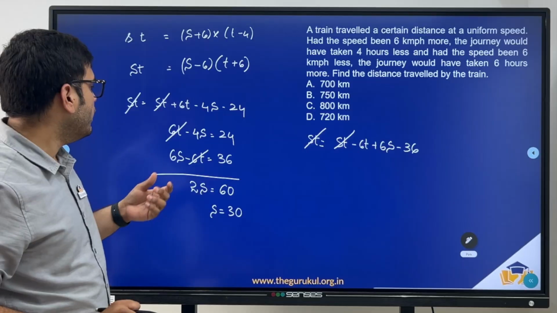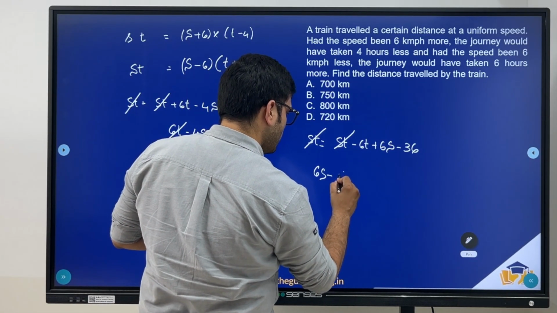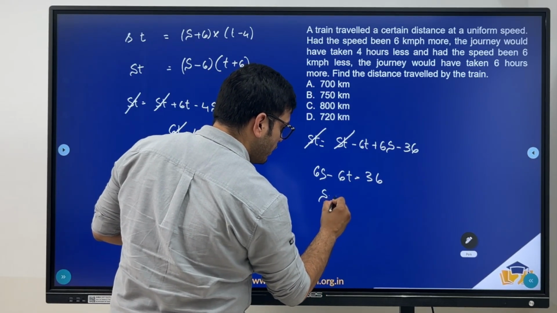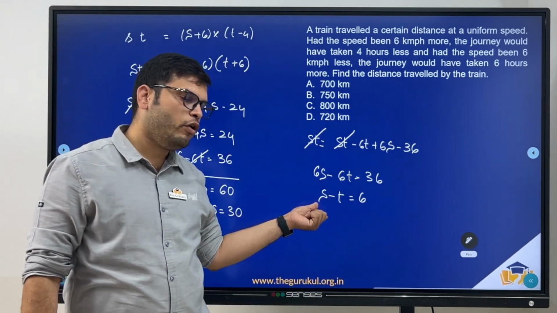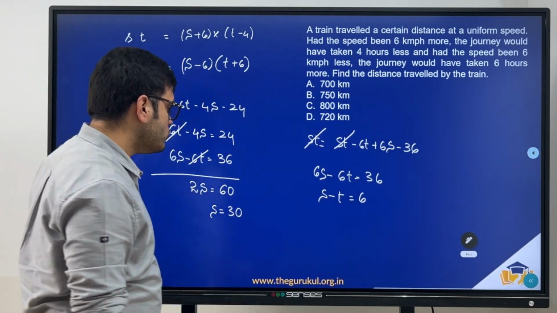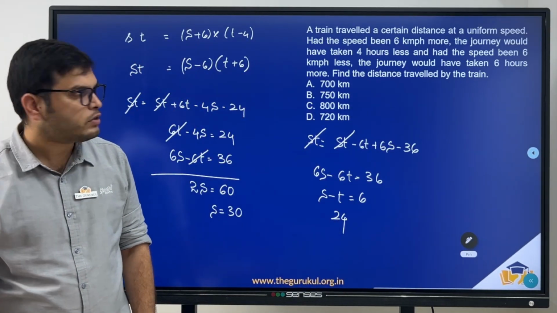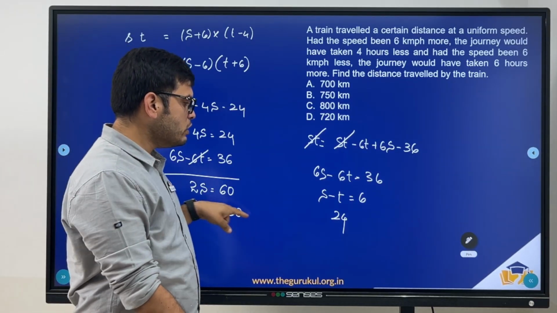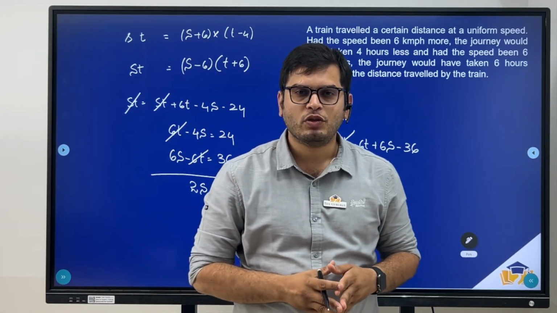Now let's find the time taken. Now we have 6s minus 6t is equal to 36, right? Or s minus t is equal to 6. Now s is equal to 30, place the value of s as 30 here, right? So t should be 24, right? 24 hours. So what was asked? Find the distance traveled by the train, which is nothing but s into t. So 30 into 24, 720 kilometers should be the answer to this question.